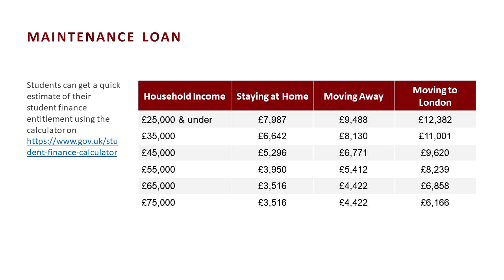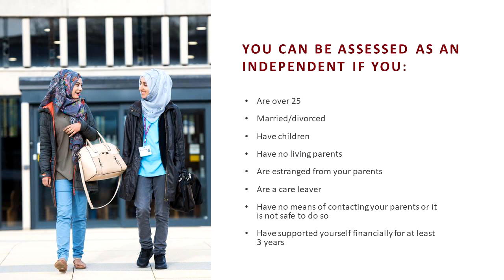So I said it is on a sliding scale, depending on household income. The higher the household income, the less maintenance loan that you'll receive. So we've got on the screen here a table that showcases that the more the household income is, the less that you'll get from that maintenance loan. You'll see on the gov.uk website there is a student finance calculator, and I would encourage you to have a look at that. You can put in some basic details of household income, and it'll give you an idea of what money you might well be entitled to whilst you're studying at university.